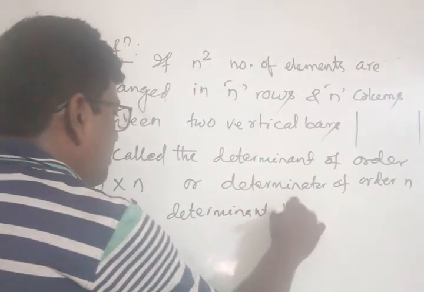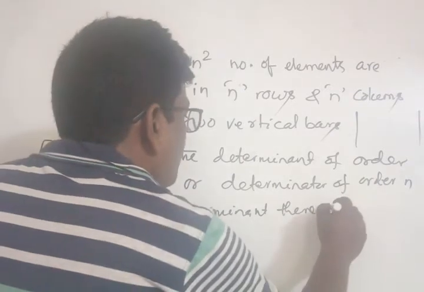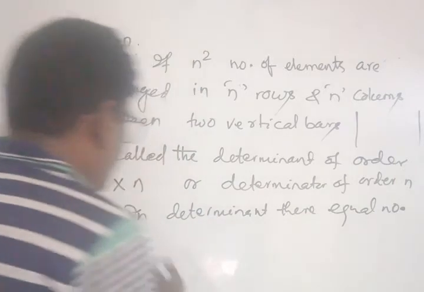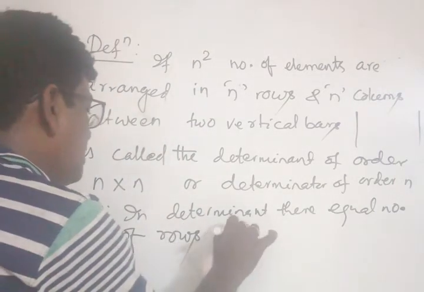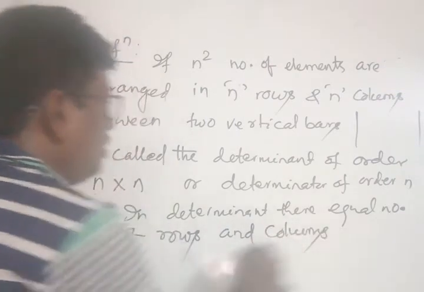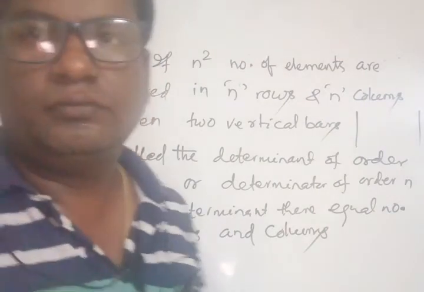Notes: in determinants there are an equal number of rows and columns. Equal number of rows and columns. Examples.